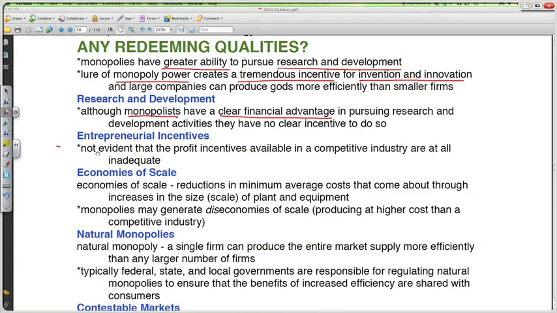And there's also no evidence yet that the profit incentives available in the competitive industry are inadequate compared to the monopoly incentives. Monopolies can get economies of scale. So that would say that the bigger they get, the lower their minimum average costs are. So that would mean that monopolies could be more efficient at creating goods. But they can get to diseconomies of scale where they're actually producing at a higher cost. So there's no way of really knowing where they lie on that economies of scale until the monopoly is actually in place.